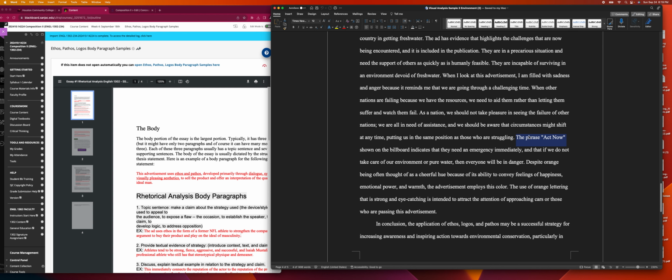This is what the student should be doing, right? And he says, shows that they need an emergency immediately, that if we do not take care of the environment or pure water, that everyone will be in danger. Now, this is what he's supposed to do.